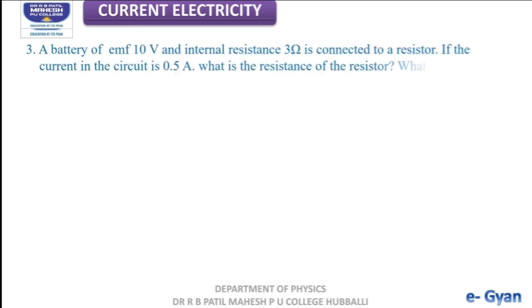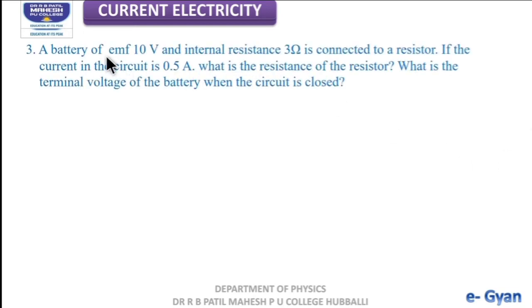Next, question number 3. A battery of EMF 10 volt and internal resistance 3 ohm is connected to a resistor. If the current in the circuit is 0.5 ampere, what is the resistance of the resistor and what is the terminal voltage of the battery when the circuit is closed? Okay, here first let us write all the given values.